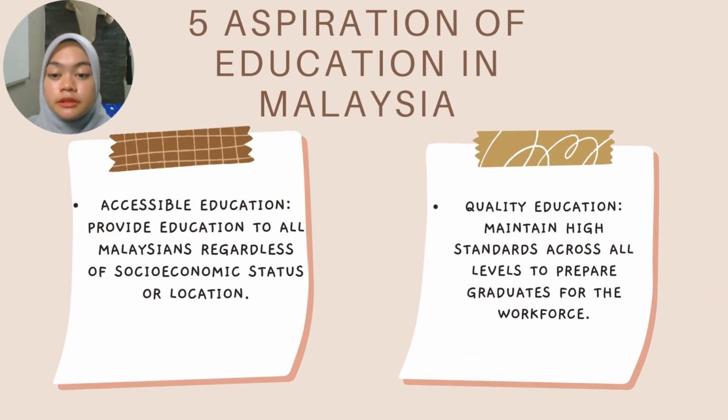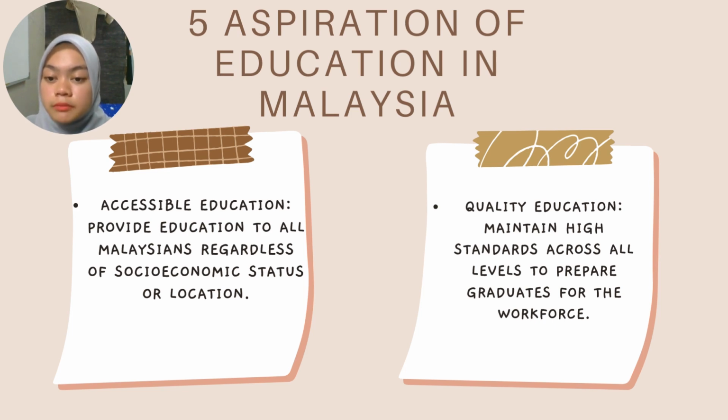In Malaysia, aspiration in education reflects the desired outcomes and goals that individuals, communities, and policy makers aim to achieve within the education system. These aspirations often align with broader societal needs, economic goals, and cultural values. Here are five common aspirations in education for Malaysia.